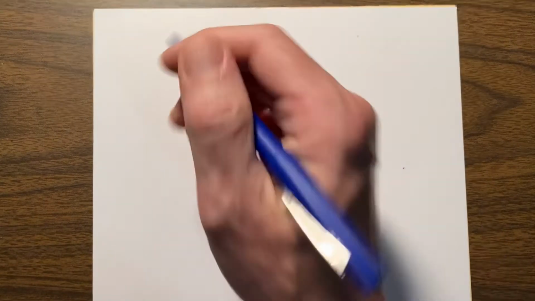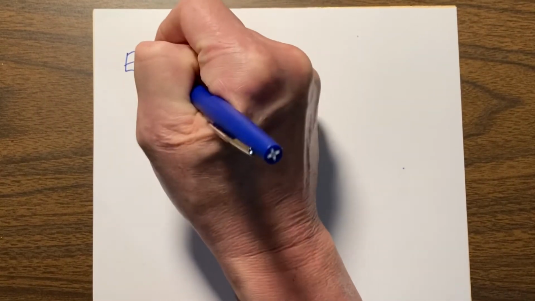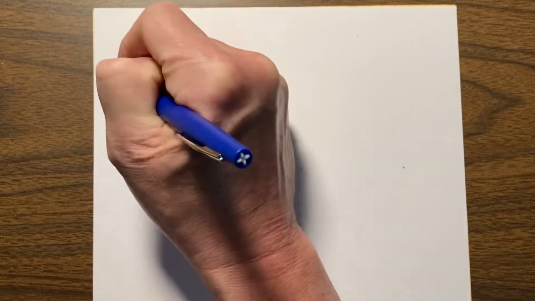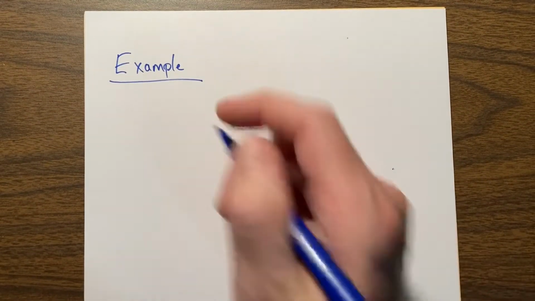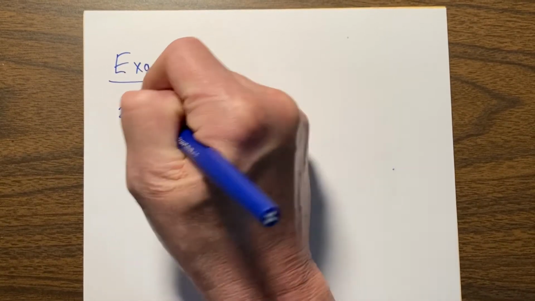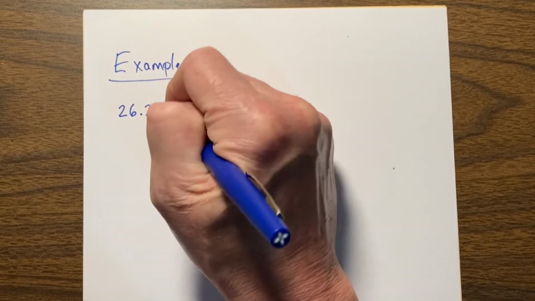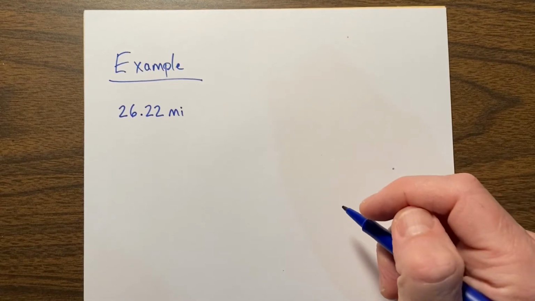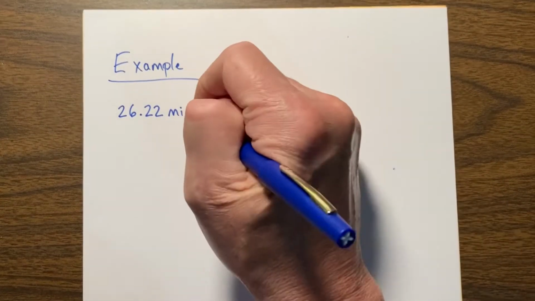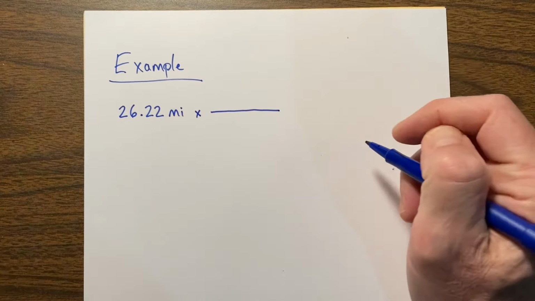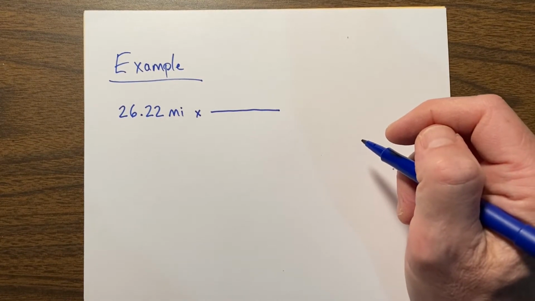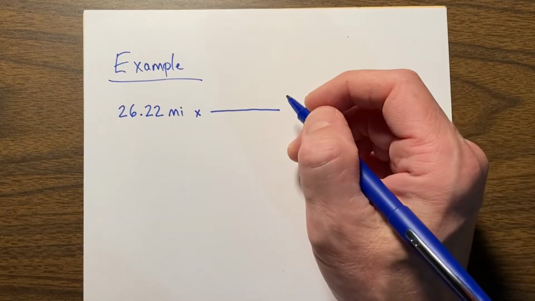So when you're solving a problem, the idea is to set up an equation so that all the unwanted units cancel. For instance, let's say you wanted to convert the length of a marathon in miles into kilometers. All you have to do is know the length of a marathon is 26.22 miles. That's your starting quantity. And think of a conversion factor that's a true statement that has miles in the denominator.